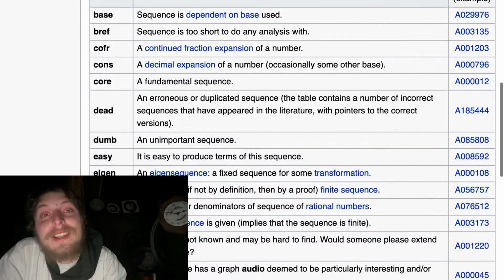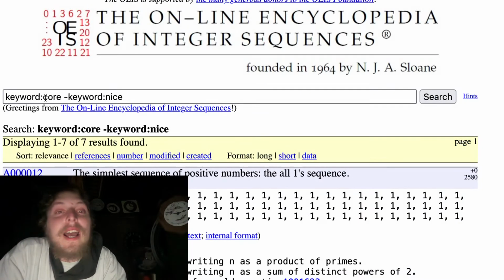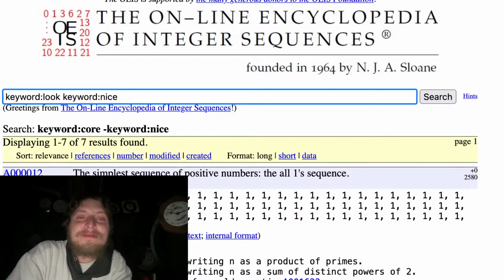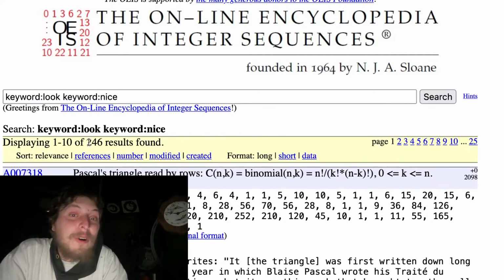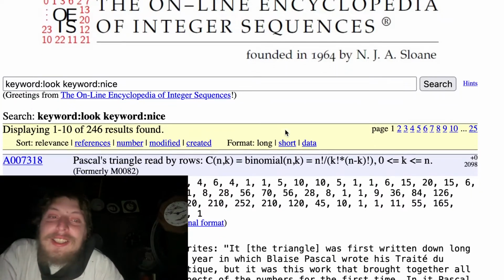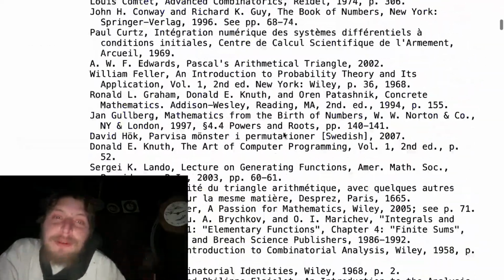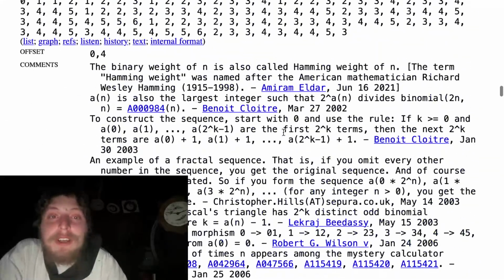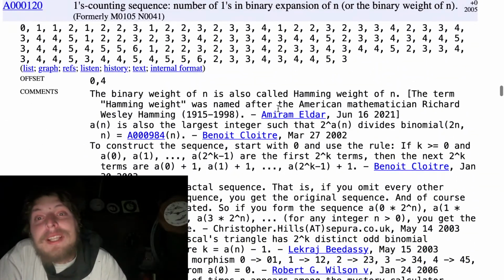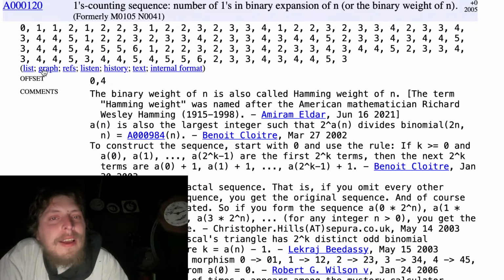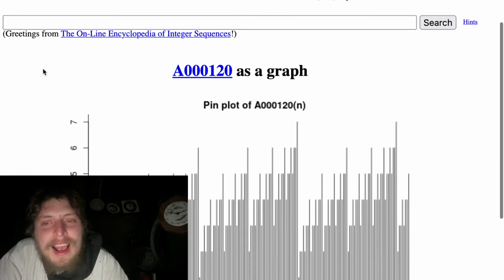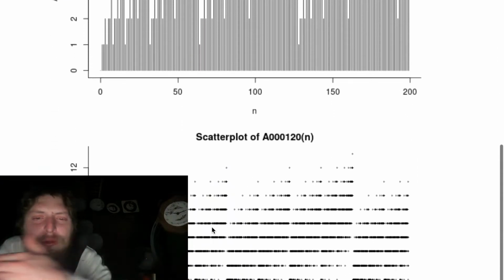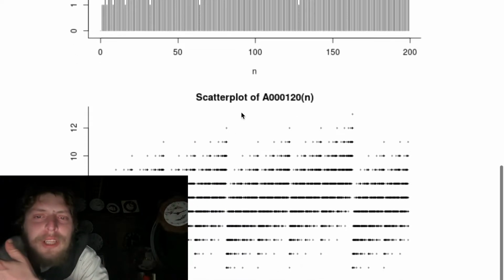Some of the other categories are really neat. First, let's look at look. And let's do look ones that they also say are nice. So there's 246 that have both of those keywords. This means there's something interesting visually about it. Some of them you need to read the whole thing and figure it out, or even find it on another source. But some of them you can see the visual thing by looking at a graph of it. And here we can see these sort of staircases on this one, and sort of strange trails like this when we do a plot in a different way.